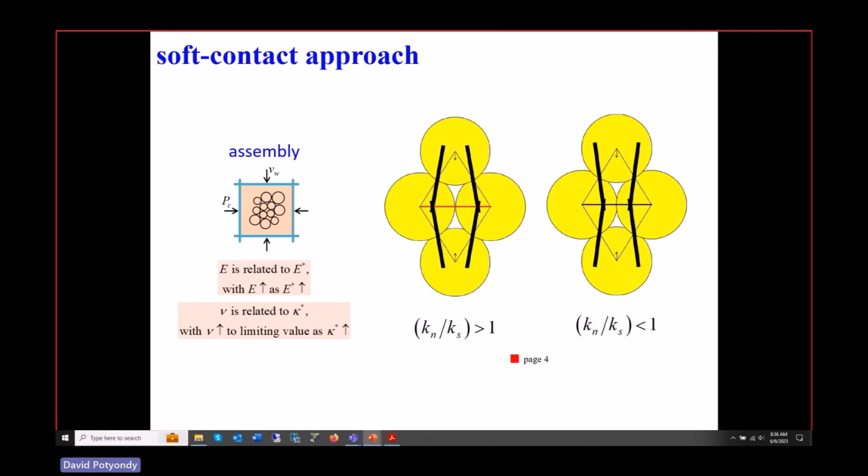Think of your hand again. If you hold your hand out in front of you and you make a fist and you push down on the back of your hand, the normal stiffness is much greater than the shear stiffness. That's almost always happening. So if you have a perfect hexagonal pack, you will get a negative Poisson ratio if you set Ks less than 1, let Ks greater than Kn.